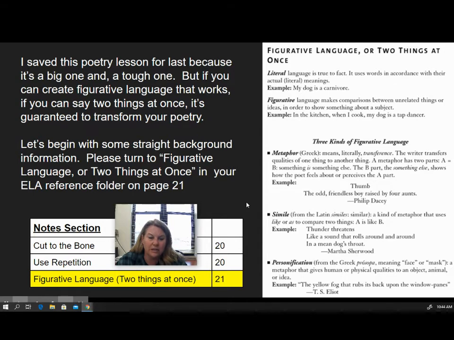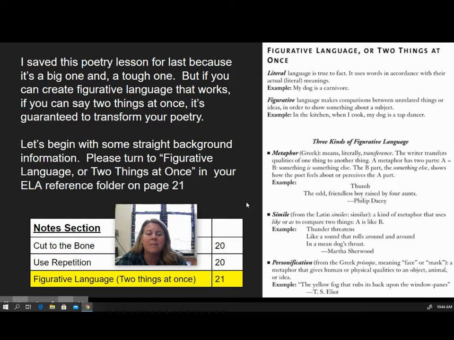Figurative language are two things at once. Literal is language that is true to fact. It uses words in accordance with their actual literal meanings. For example, my dog is a carnivore. It means exactly that my dog eats meat. There's no hidden meaning. I'm not saying anything creative about my dog by saying this. This is just a fact, and it means exactly what I say.